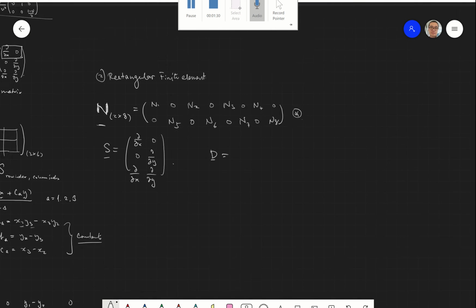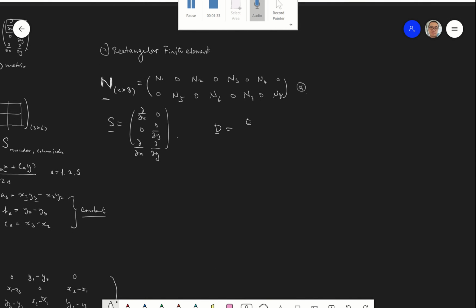So D is what? D is E over 1 minus mu square, times 1 mu 0, mu 1 0, 0 0 1 minus mu over 2. Now just recap, this is an operator, and this is basically a matrix of some constant.